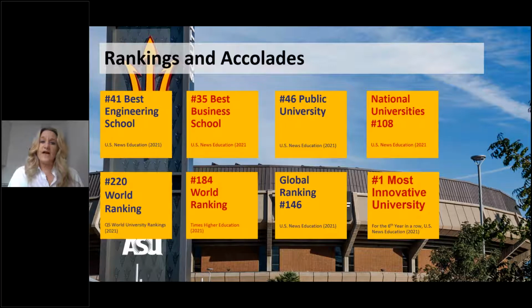They also are very highly ranked with national universities with 108. They're ranked 220 for the world ranking. But the number one ranking that ASU is the most proud of and really exemplifies what ASU is, is the number one most innovative university. What does that mean?